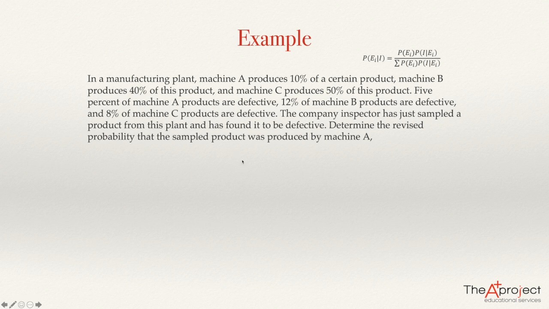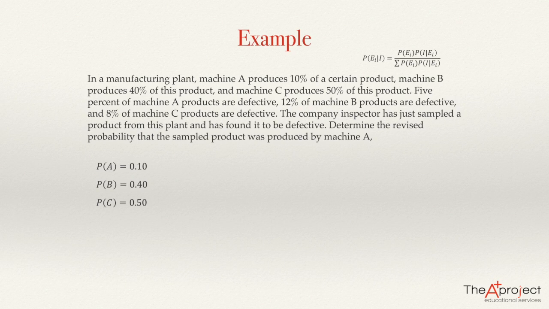Let's type first the information we have. We know that the probability of A equals 0.10, and we are going to call A the event that machine A produces the product. Machine B produces 40% of this product, so the probability of B equals 0.40. And machine C produces 50% of the product, so the probability of C equals 0.50.